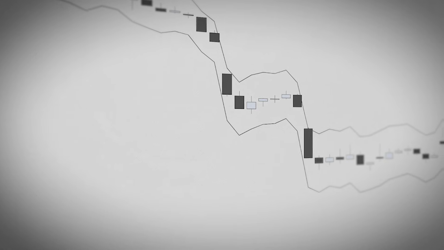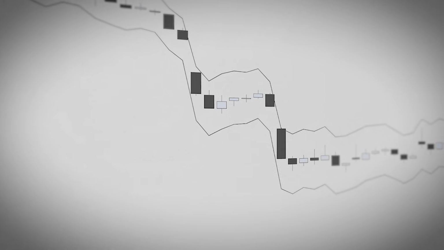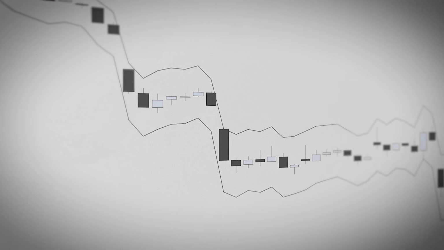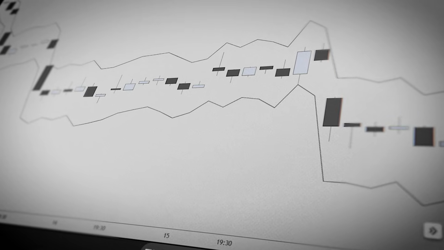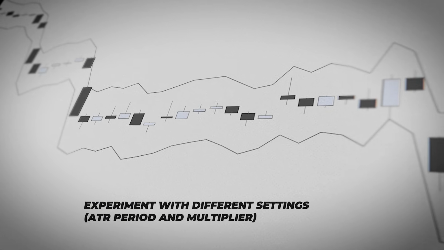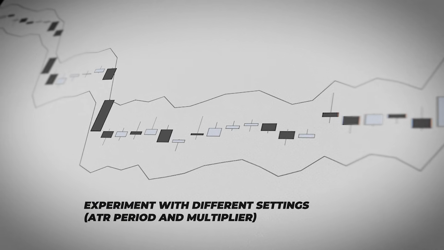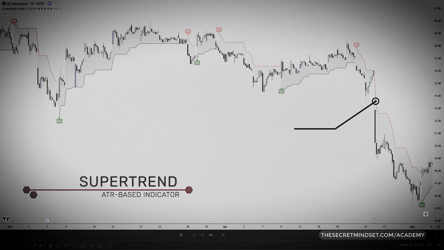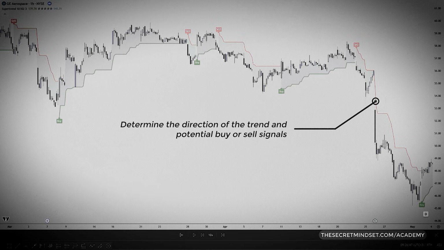And of course, the ATR bands have their limitations. They're a lagging indicator, meaning they're based on past price action. So take the time to understand how the indicator works and experiment with different settings, like the ATR period and the multiplier.